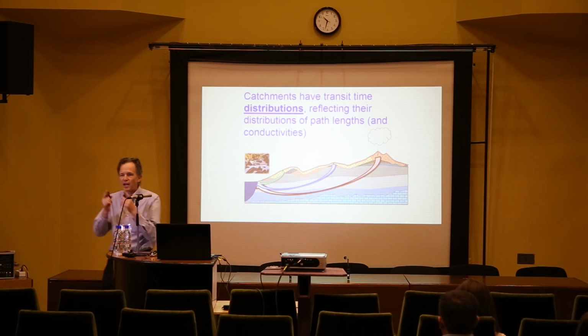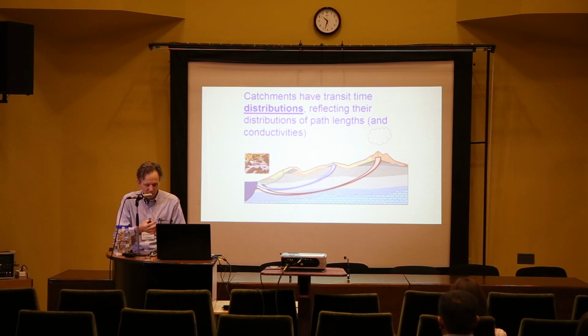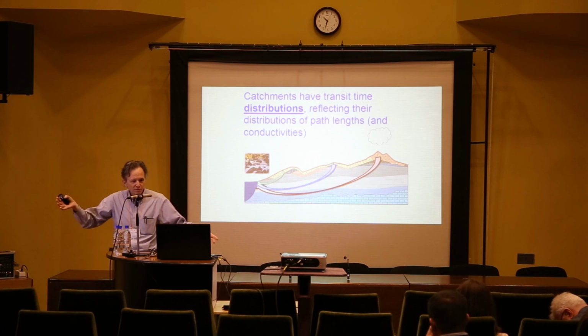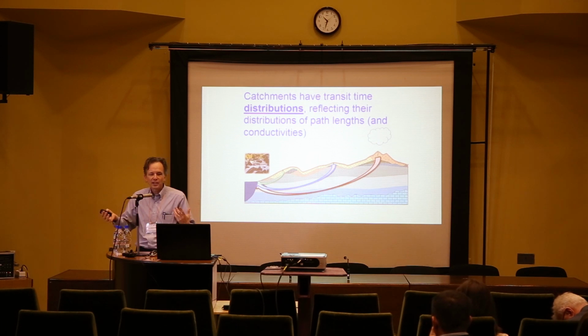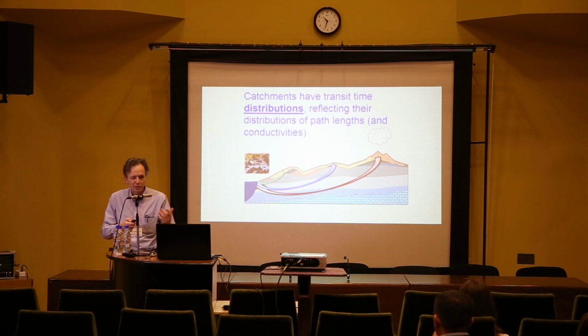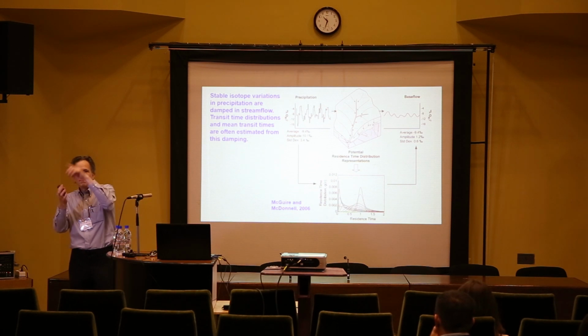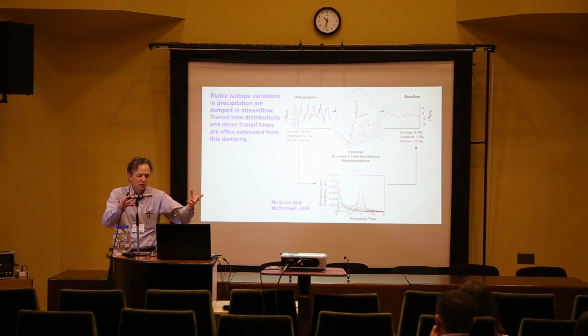And catchments don't just have one transit time. They have a distribution of transit times, as we saw in the previous discussions. And they have a distribution of transit times because the subsurface is heterogeneous and because rain lands at different distances from the stream. So they have these distributions that reflect the various flow paths that water can take to the stream.